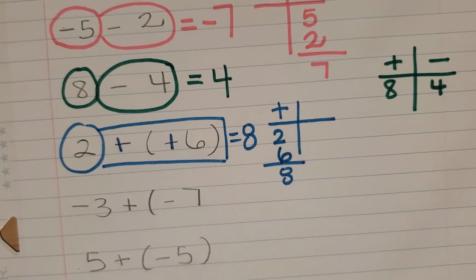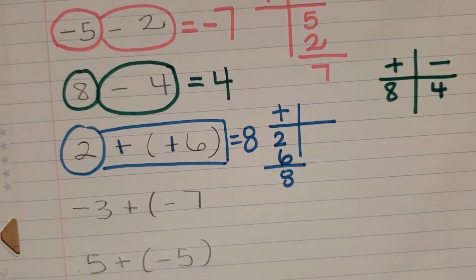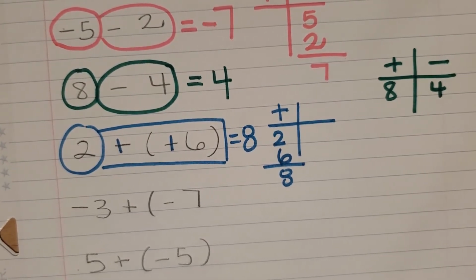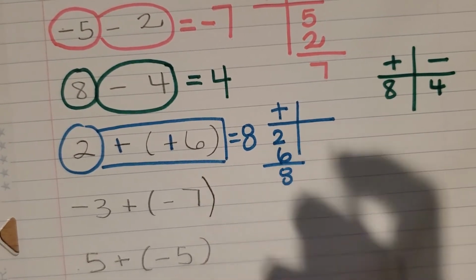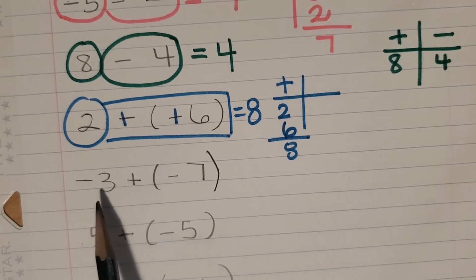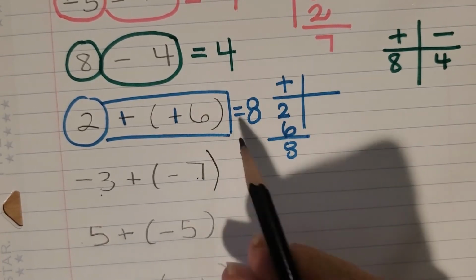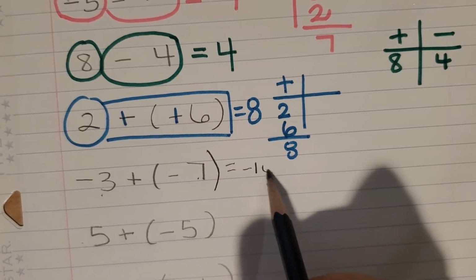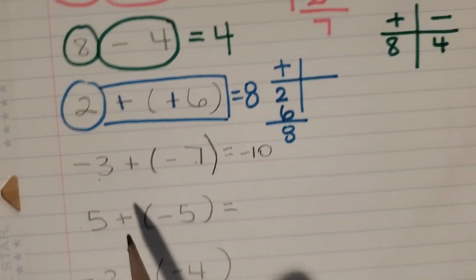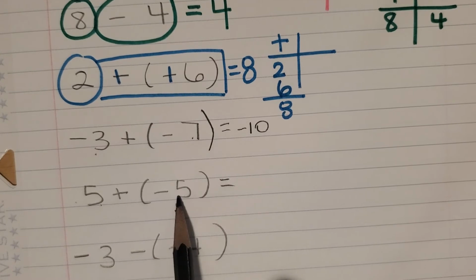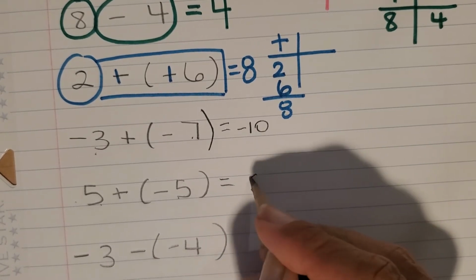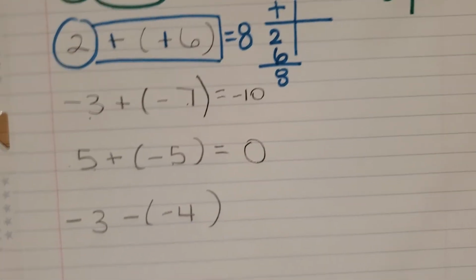So there's another method to use when adding or subtracting integers. I'm just going to go ahead and do the next 3 really quickly in my head. You owe me 3. You owe me 7. Guess what? You owe me $10. Here right away, I see I have a +5 and a -5. Those are opposites. When we add opposites, we always get 0.